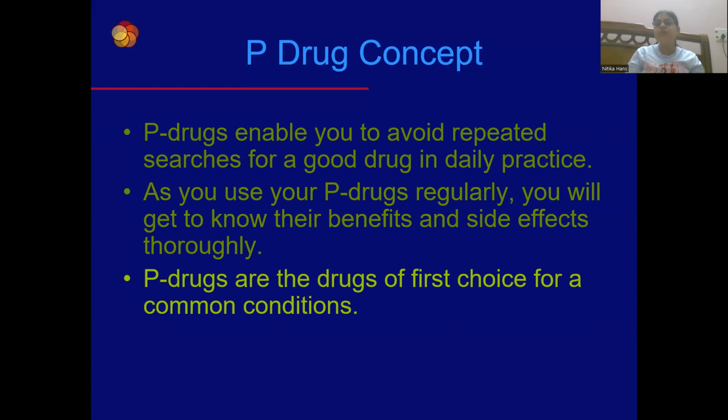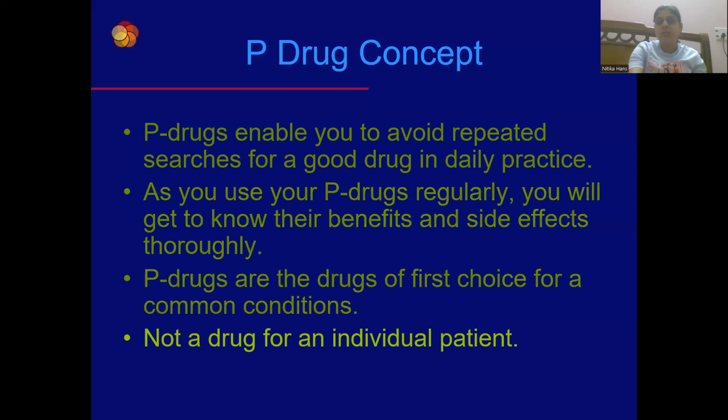P drugs are the drugs of first choice for common conditions. These are the first choice, priority choice, personal choice, preferred drug in common conditions. It is not a drug for the individual patient. It is not the personalized drug. It is not according to the genetic makeup of the individual. It is according to the general public and the common conditions. What all P drugs we have to give is according to that.